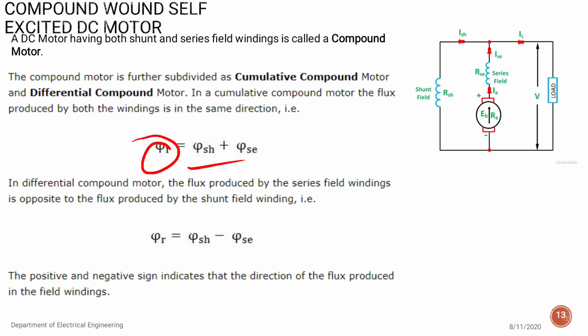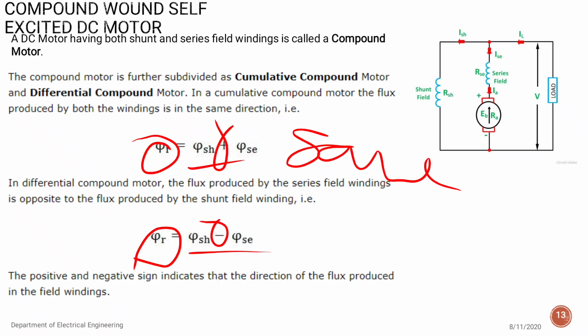Phi sh means the flux produced by the shunt winding, and phi se is the flux produced by the series winding. Now in the differential case, the fluxes produced by the series field winding and the shunt field winding oppose each other. That means the resultant flux becomes the difference between these two fluxes, phi sh minus phi se. The plus and minus signs explain the direction of the fluxes produced by the field windings: plus means the same direction, and minus means a different direction.